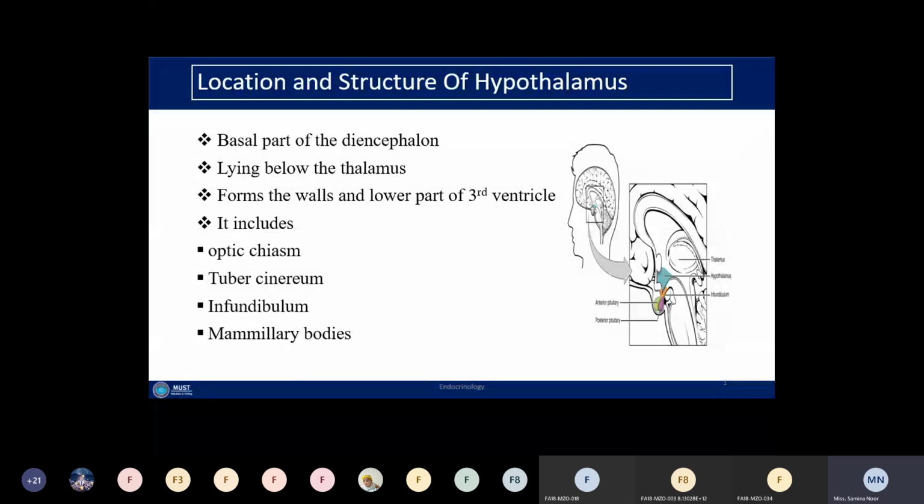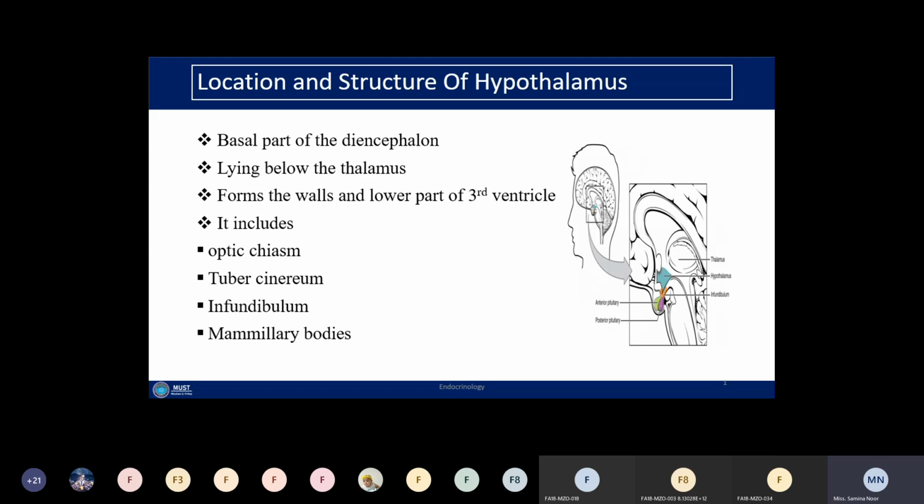Okay students, in the previous lecture we discussed the anatomical structure of the pituitary gland and the various kinds of hormones secreted by it. So today's topic is the endocrine hypothalamus. First of all, we shall discuss the location and structure of the hypothalamus.